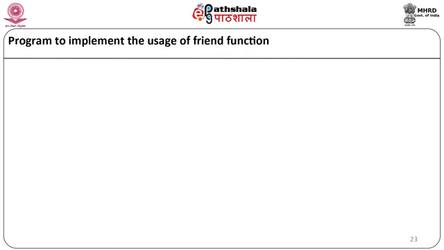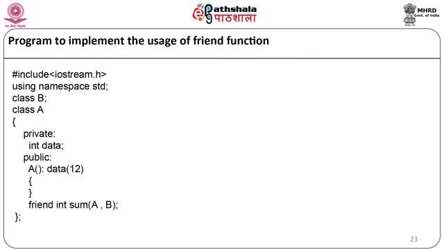Now let us see one more program to see the usage of the friend function. Here we are going to see one more concept of C++, that is forward declaration. If a function is a friend of more than one class, one class has to be declared initially, that is called a forward declaration. Now let us start with the program.